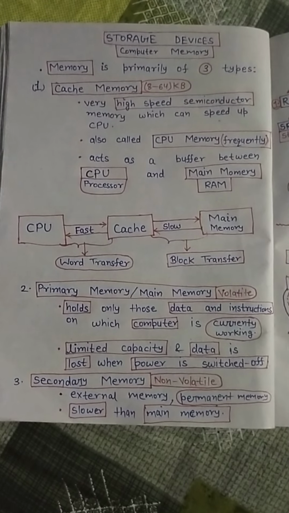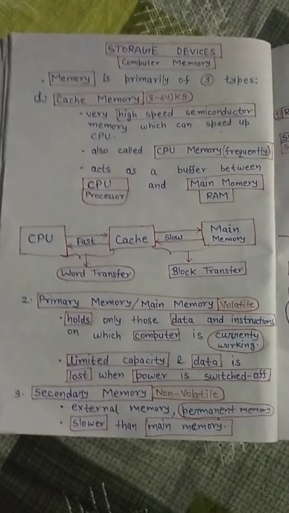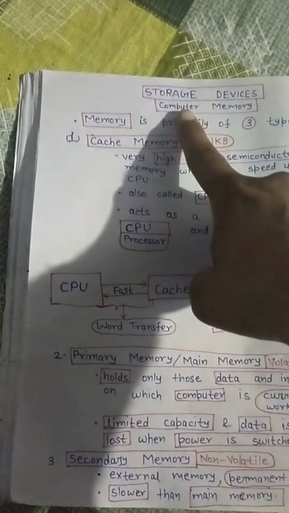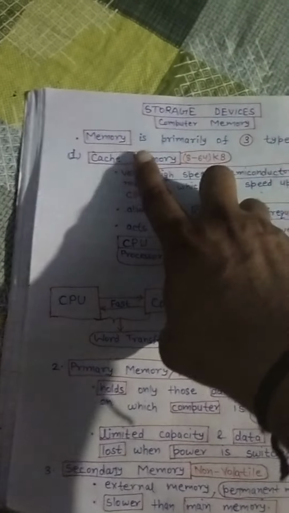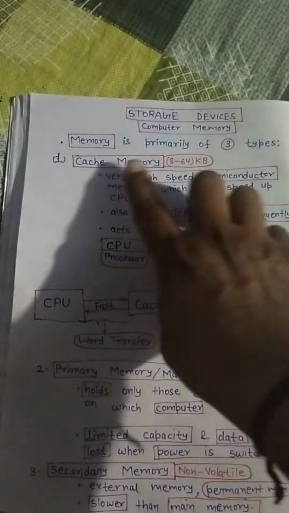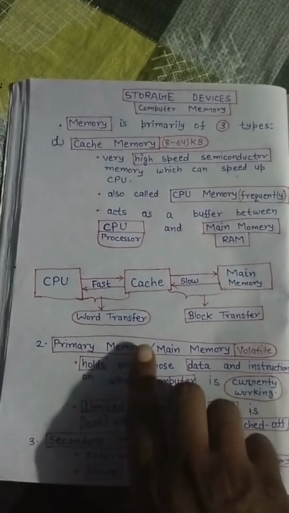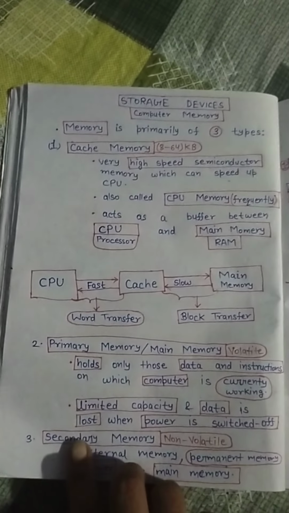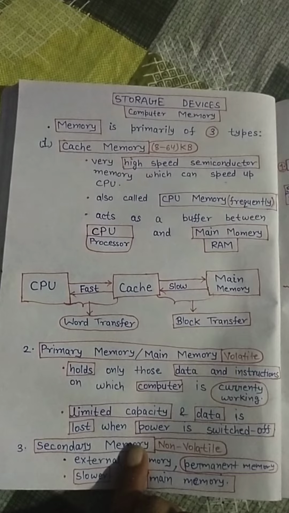Hello everyone. So in this lecture we will know about storage devices. Storage devices or computer memory. Memory is primarily of three types. First, cache memory. Second, primary memory. Third, secondary memory. Now let's look at each one.